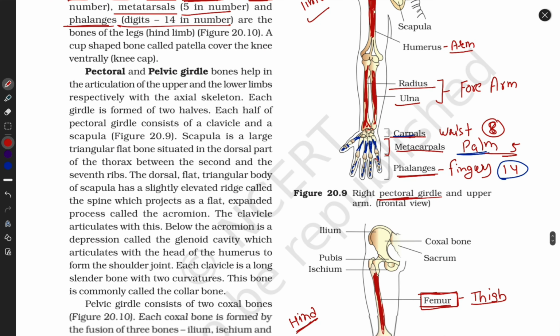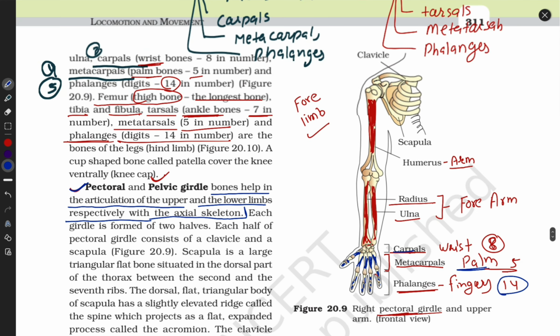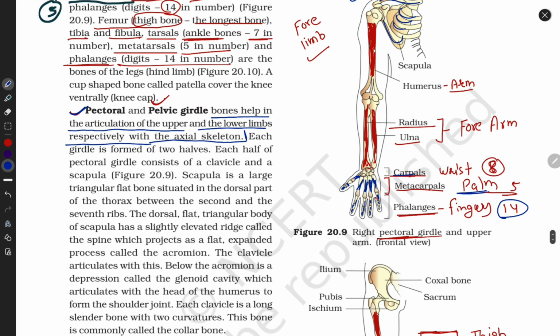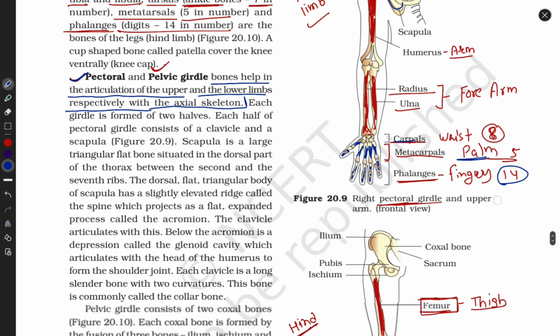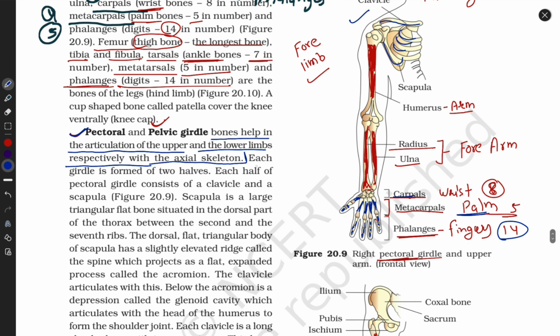Next, let's start with a brief description of the pectoral and pelvic girdles. The pectoral and pelvic girdle bones help in the articulation of the upper and lower limbs respectively with the axial skeleton. The pectoral girdle connects with our axial skeleton: this is the clavicle, these are the ribs, this is the scapula. The pelvic girdle is also connected with our axial skeleton, like the vertebral column, coccyx, and sacrum. That's it. Let's move further.